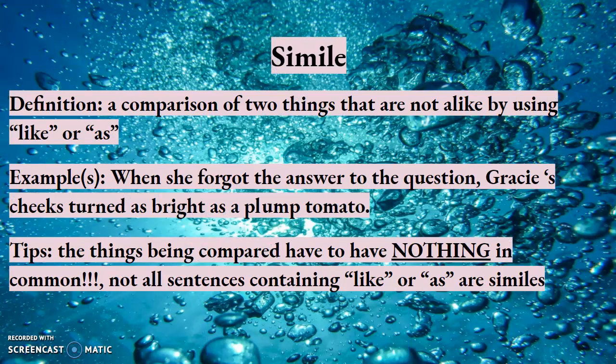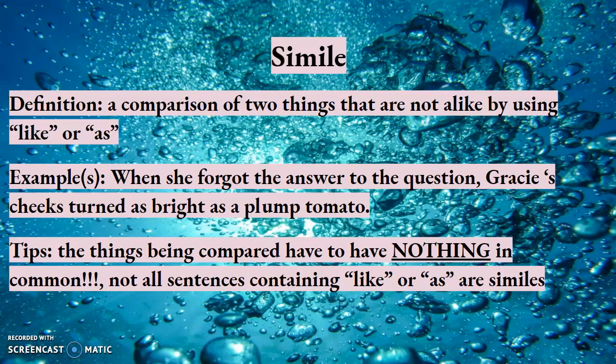So first up, we have the simile. A simile is a comparison of two things that are not alike by using the words like or as. One example here is, when she forgot the answer to the question, Gracie's cheeks turned as bright as a plump tomato. So what is being compared here is Gracie's cheeks to the plump tomato. And as you can see, we are using the word as.